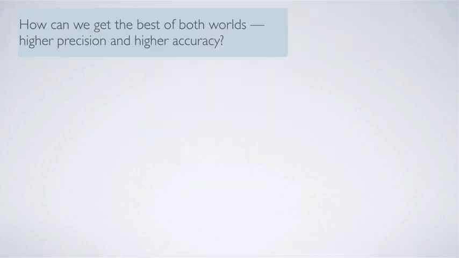Then how can we get the best of both worlds? Is it possible to get higher precision and higher accuracy? Well, of course, yes. The way is to increase the sample size. If we increase our sample size, that's going to shrink our standard error and our margin of error. And therefore, we can still remain at a high confidence level while not necessarily needing to increase the width of the confidence interval as well.